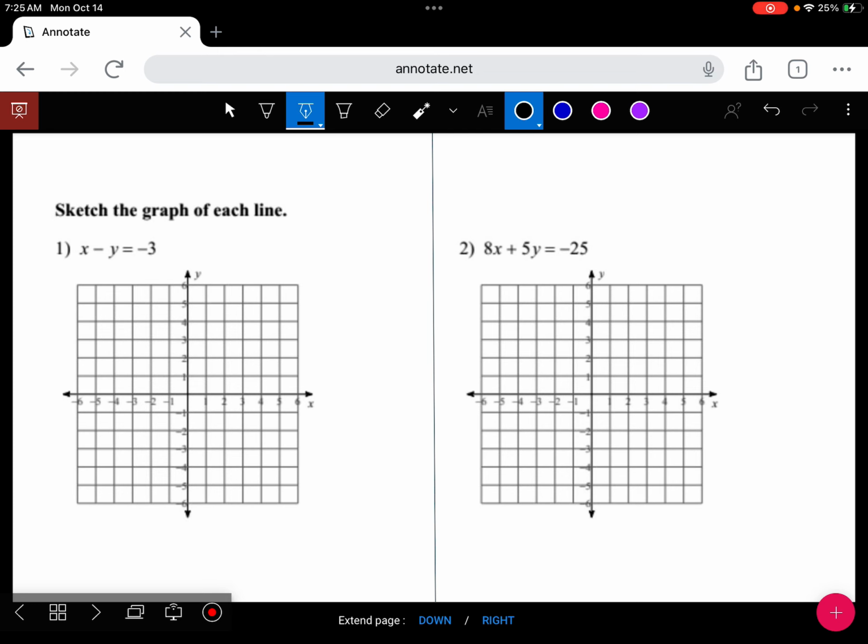So we're going to remember how to graph some lines. Some of them are in slope-intercept form, some of them are in standard form. None of them are in point slope form, but I wish they were. That would have been a great job. But, you know, hindsight.